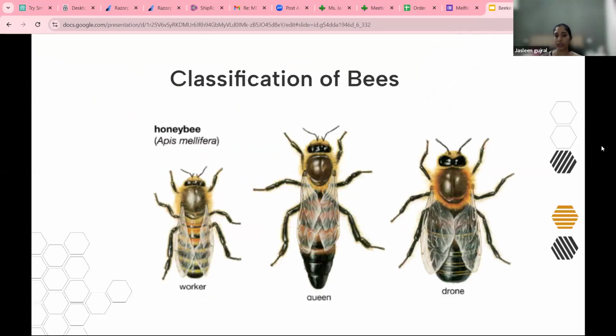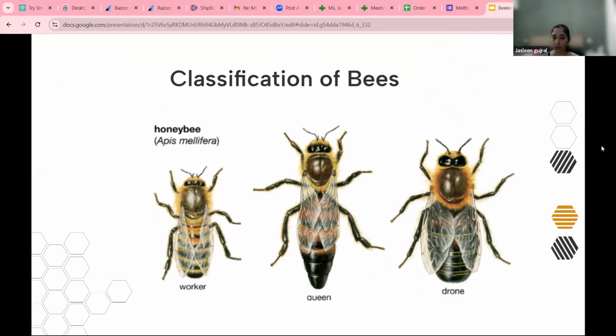Now, in this, I have shown the classification of bees in the Apis mellifera world. Because this is the most common bee which the beekeepers in India are using. Mostly in the north, Apis mellifera is being used, and in the south, it's Apis cerana indica.